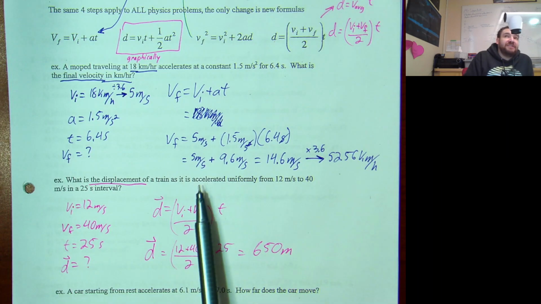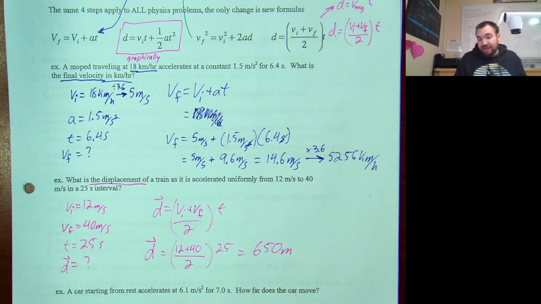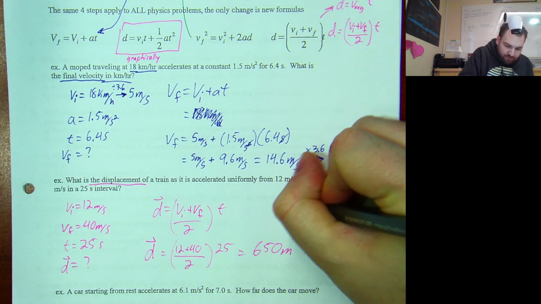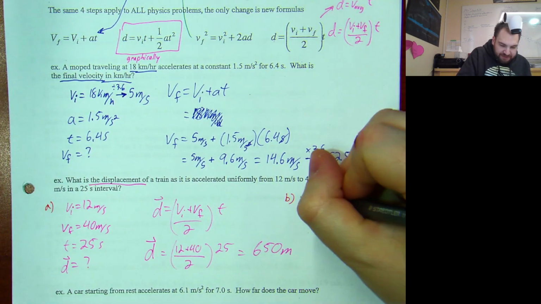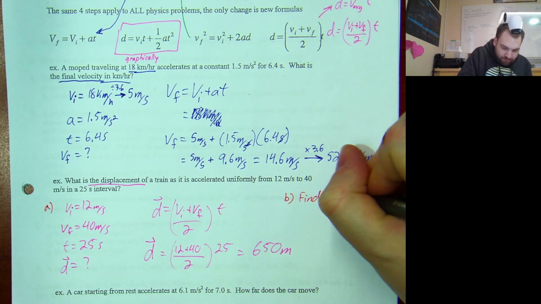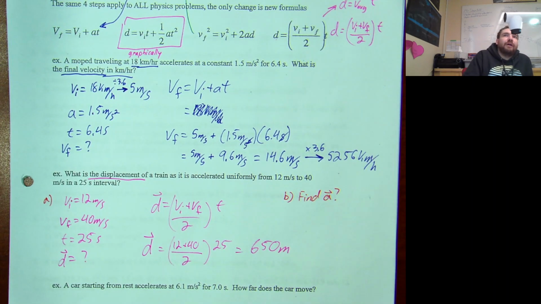If I wanted to find the acceleration now, if this was a two-part question, I said, well, now find A. Here's part B. That's part A. Part B is find A. How would I do it? Connor. Velocity final minus velocity initial divided by time.